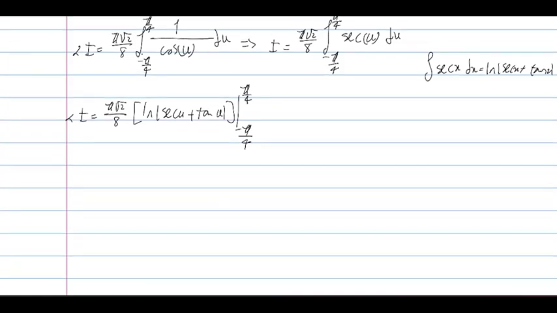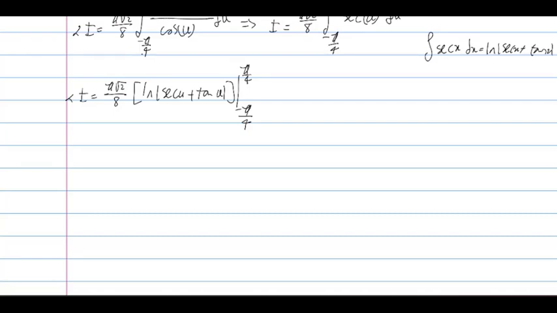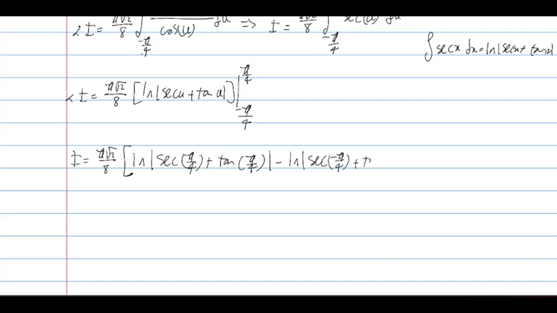Now let's substitute. Let's keep the constant outside. So we have secant of pi over 4 plus tangent of pi over 4, and then minus ln of secant of negative pi over 4 plus tangent of negative pi over 4, and then we should work out the values of these trig functions.